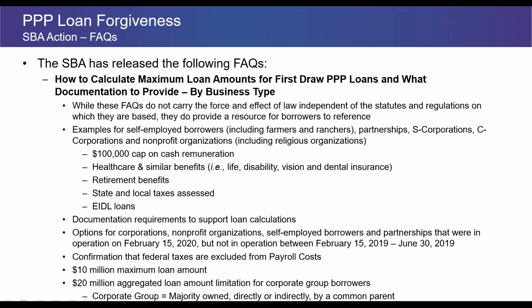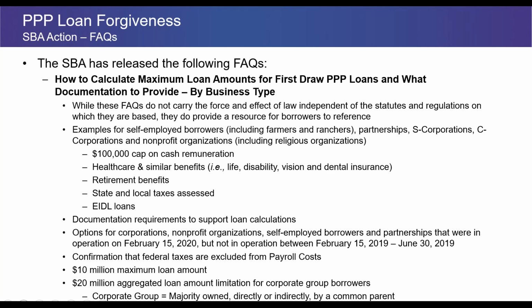This really just provides a good way for you to learn how to calculate your loan amount. Certainly we can help you with this, but if you happen to be doing it on your own or trying to get an estimate, it provides information by partnership, corporation, nonprofits including religious organizations, farmers and ranchers. It goes through the rules and provides numerical examples. It's about 18 pages of information in this actual FAQ.